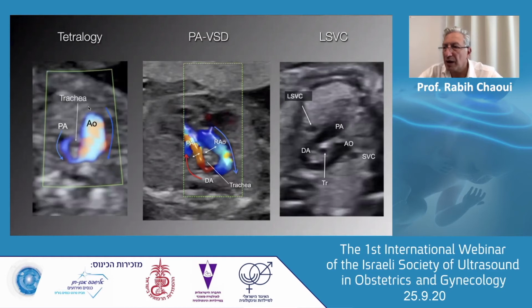Now, there are many subgroups of this condition depending on the associated abnormalities, like here, Tetralogy of Fallot with a narrow pulmonary artery and antegrade flow. There is a reversal flow in pulmonary atresia or an additional left superior vena cava. So you may also have different views on this plane, not always the two blue vessels of the same size.